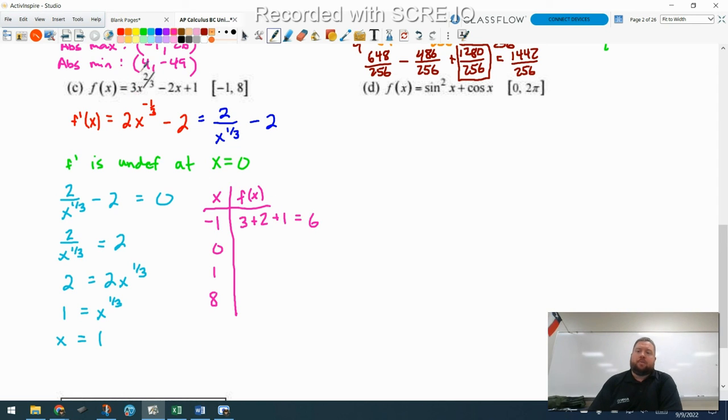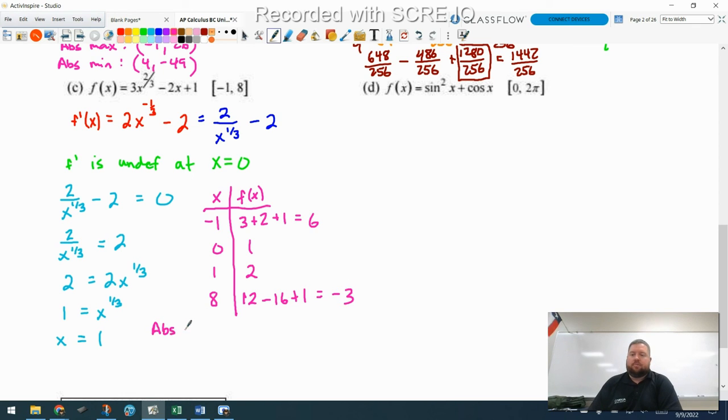If I plug in 0, that's going to be 0, 0, and plus 1. So that's 1. If I plug in 1, I'm going to get 3 minus 2, which is 1, plus 1, which is 2. If I plug in 8, all right, cube root of 8 is 2. 2 squared is 4. 4 times 3 is 12. Negative 2 times 8 is negative 16 plus 1. So that's negative 4 plus 1, which is negative 3.